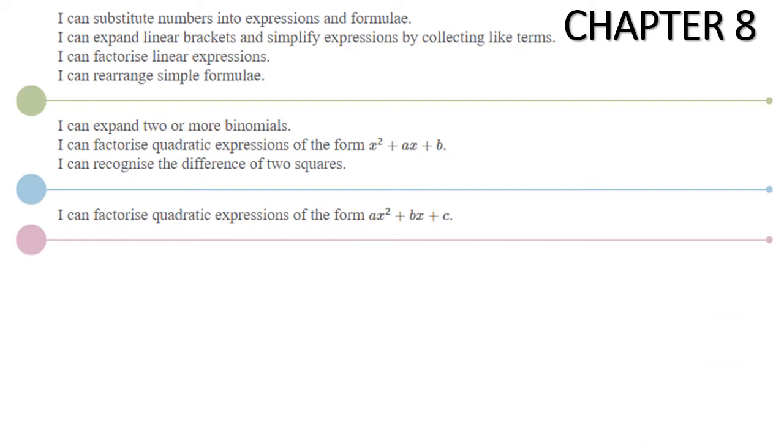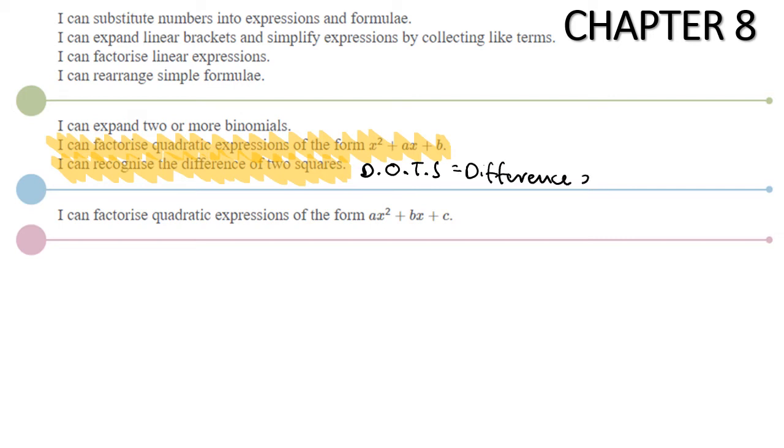Moving on, the next thing we need to do is to factorize quadratic expressions of this form, and that will also help us recognize the difference of two squares. Sometimes you might see it referred to as the difference of two squares. So I might refer to it as DOTS, just to save space.